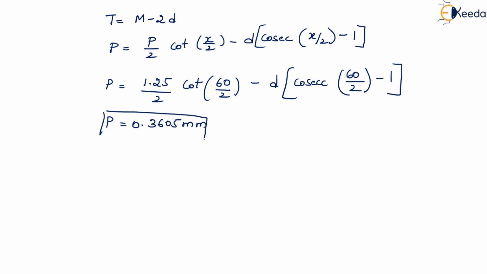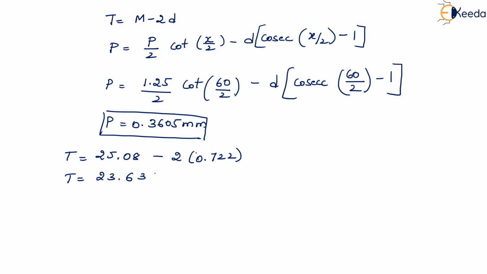0.3605 mm. Now to find the value of T, M, that is the distance over the wires, 25.08 minus 2 into small d, that is the diameter of the best size wire, 0.722. When we simplify this value, we get 23.636 mm.